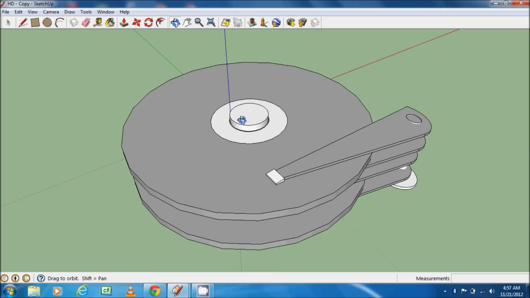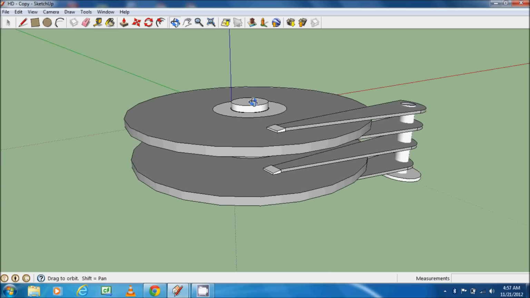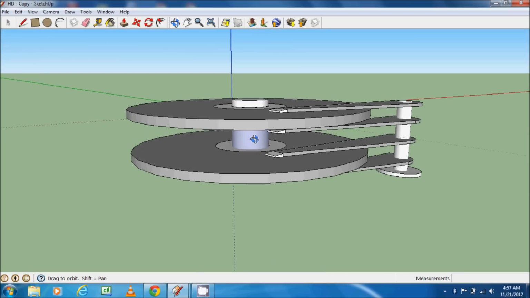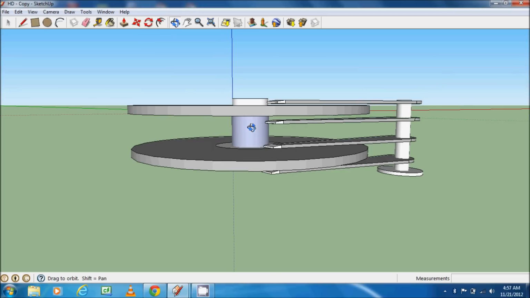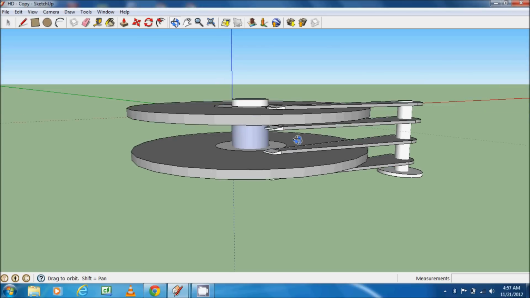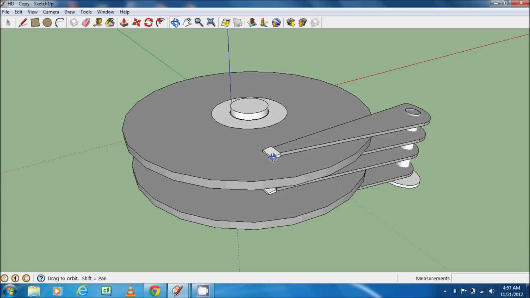This is the spindle on which the discs are rotated. As I told you, there would be a minimum of 3 discs, but here I have shown 2 discs. This is the read and write head, the white portion. This is the actuator arm, and there would be something called an actuator, from which the CPU sends the signal and the actuator receives it.